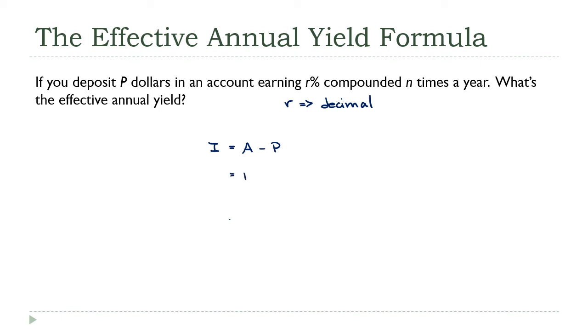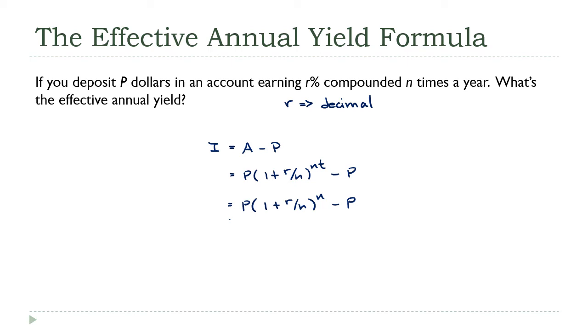This A is P(1 + r/n)^(nt) minus P. And I'm trying to come up with the annual yield, so I want to do this for 1 year. So t is going to be 1. So this is P(1 + r/n)^n minus P. Now that's the dollar amount, but what I want is the percentage.